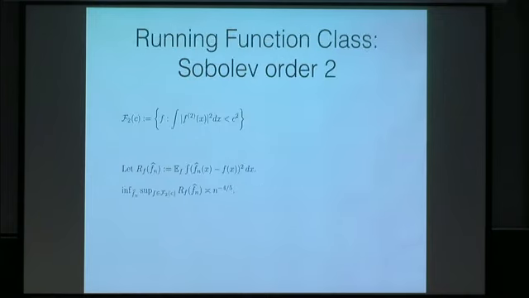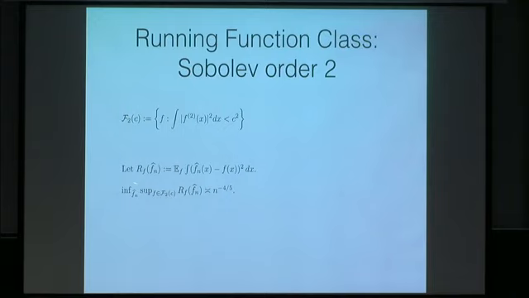So here is one such function class, Sobolev, order 2. Here I'm in the one-dimensional case, so I just have a single scalar random variable, and I look at the class of densities where, if I take the double derivative, its L2 norm is bounded. And what I want to focus on is this risk, which is the mean integrated squared error.